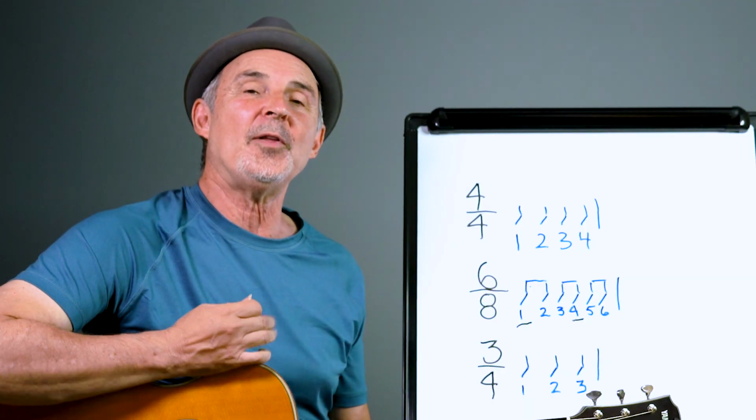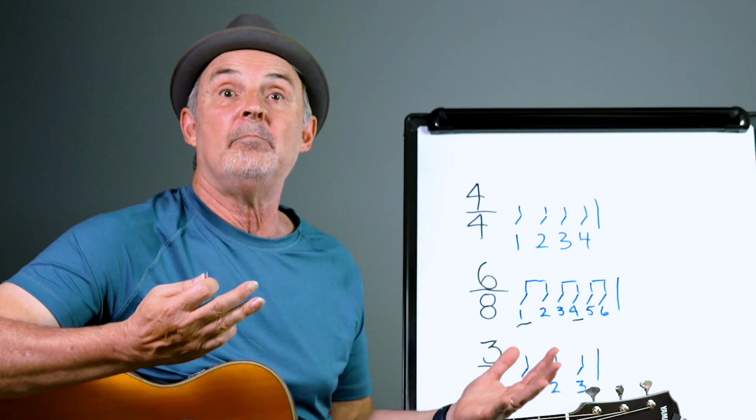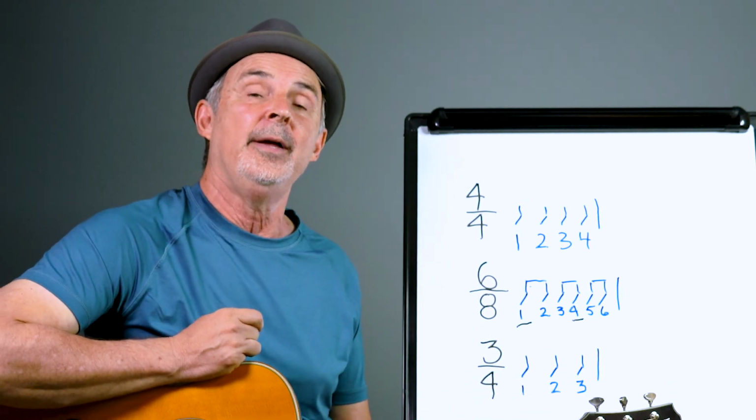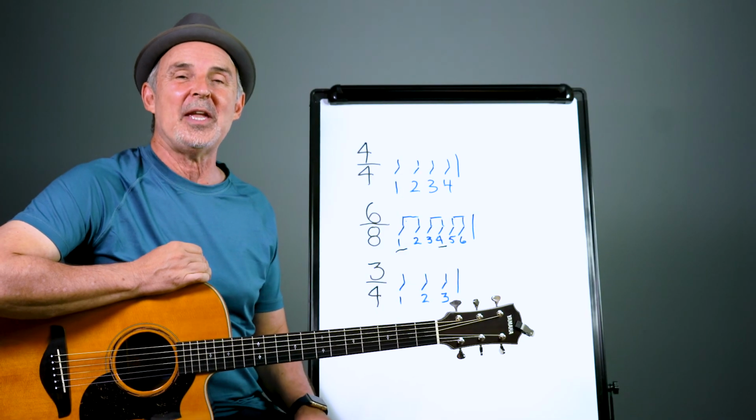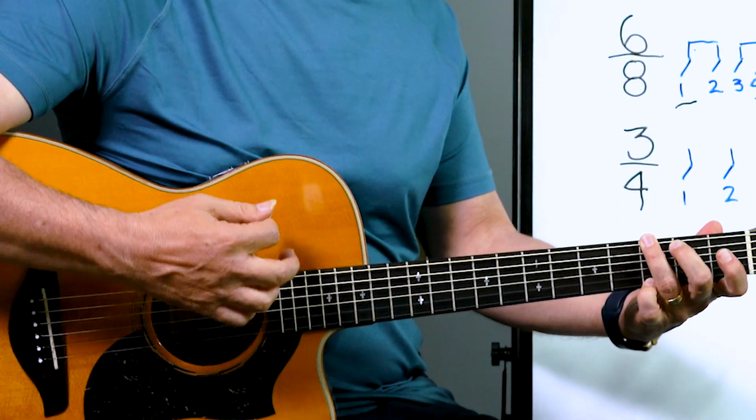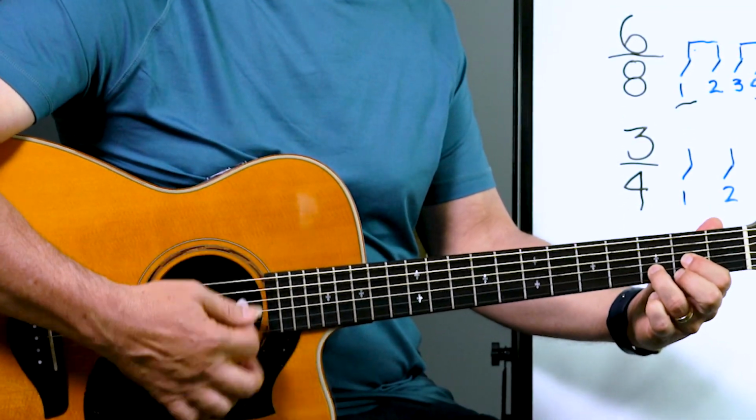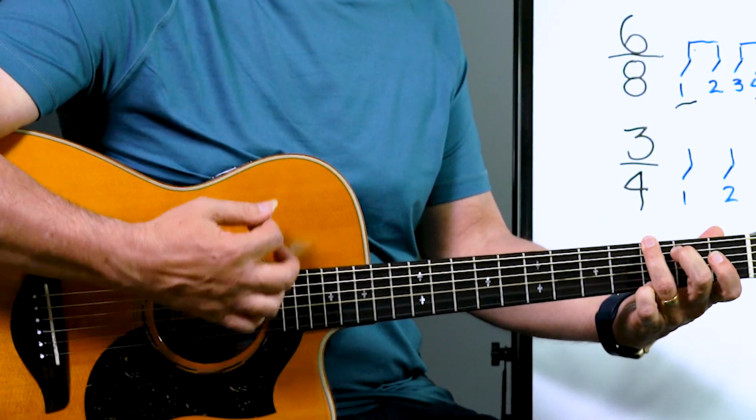Okay. Now let's go on to 3/4. This is used a lot in older songs, holiday songs, Christmas songs, hymns, and a lot of folk songs. One song most everybody knows that uses 3/4 time is Happy Birthday. Happy birthday, 2, 3, 1, 2. Happy birthday to you. 1, 2, 3.